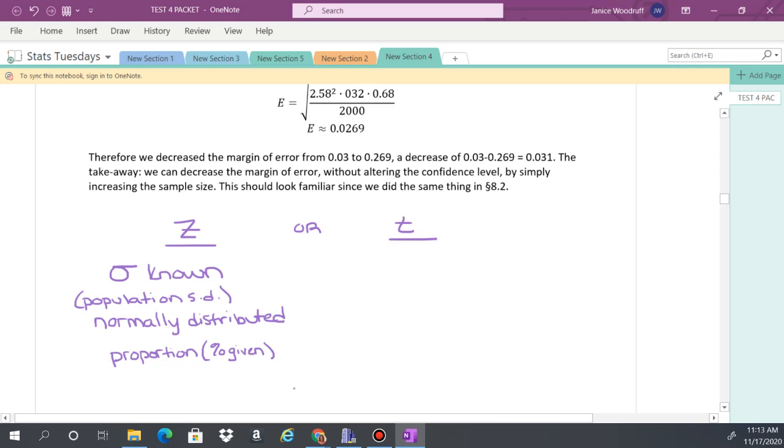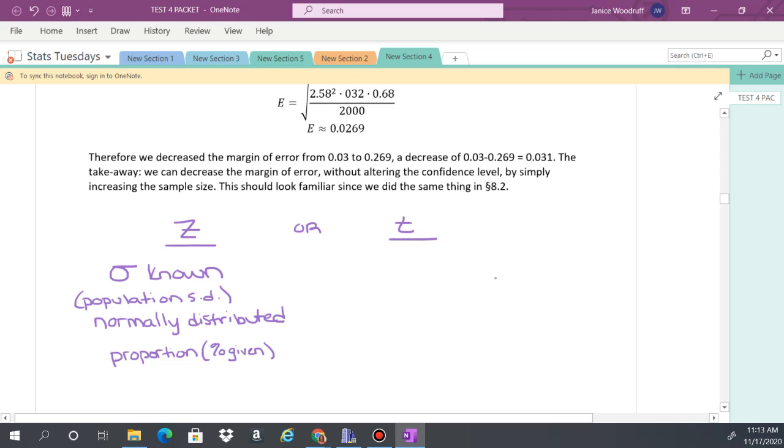Okay, so in a proportion, they're just going to give you the p or the percent, and they are going to give you a sample size. They're not going to give you a standard deviation. But because it's a proportion, we use Z.